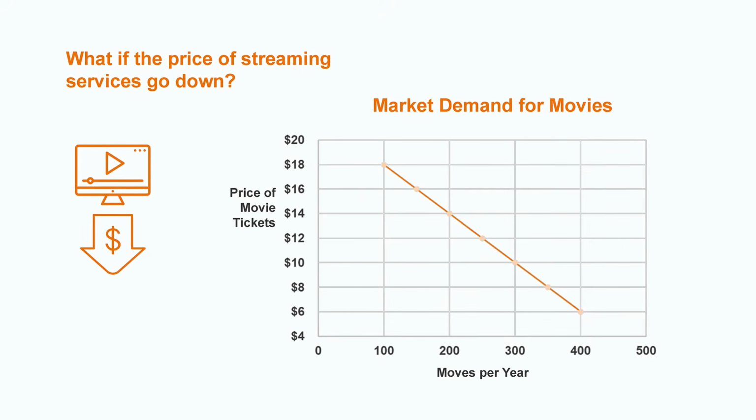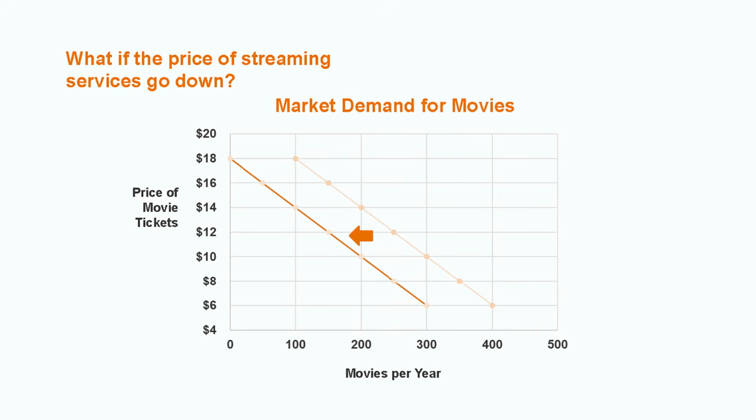Now let's talk about a situation that might shift the demand curve in the other direction. What if the price of streaming subscriptions goes down? Well, then more people might decide to subscribe to these streaming providers. And if that happens, they might choose to stay in and watch TV over the weekend instead of going to the movies. Then, if more people in town are getting streaming services, then at each price point, they might choose to stay in more instead of going out to the theater.